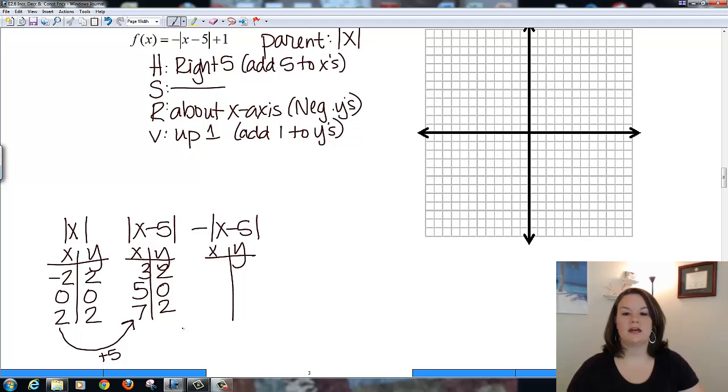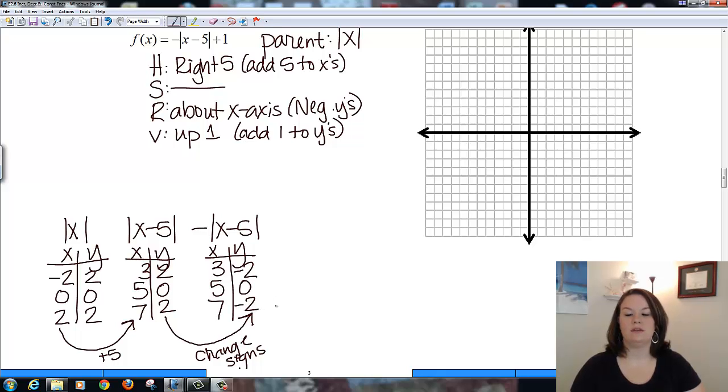Okay, and to do that, all I do is negate my y's. So take the y's from the previous table and change the signs. Okay, so my x's are still 3, 5, 7. My y's are now negative 2, 0, negative 2.